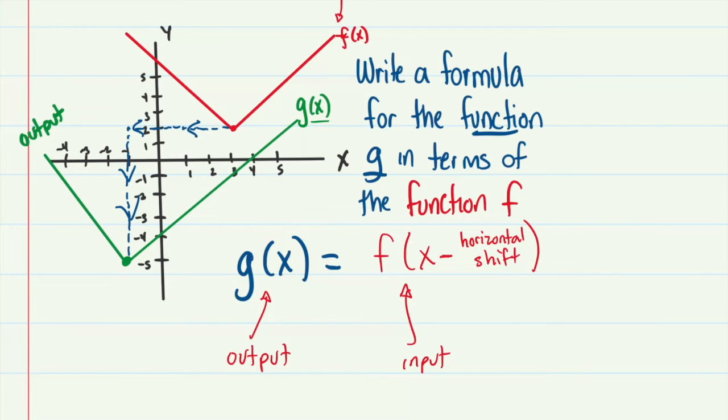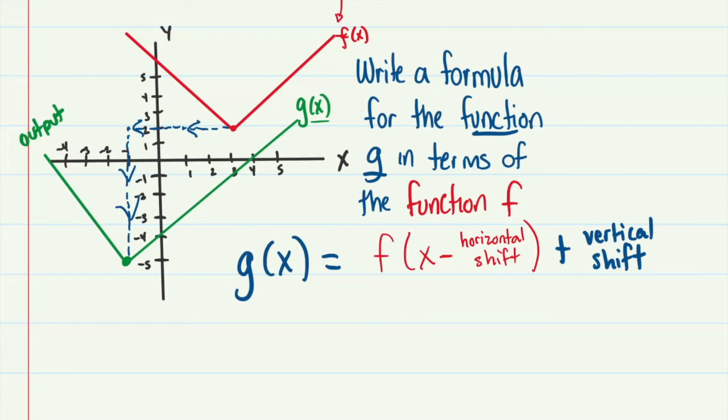And if you want to move it up and down, you put something on the outside for it to be a vertical shift, to move it up and down. So with this in mind, let's see what we can do. Let's go ahead and rewrite this graph. So this stays the same, g of x equals. So from f, let's pick a point on f. I'm going to choose the vertex right here.